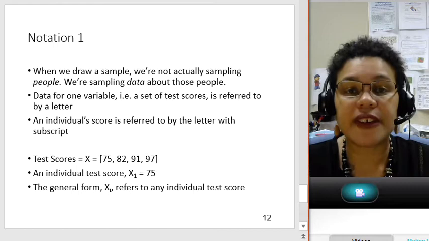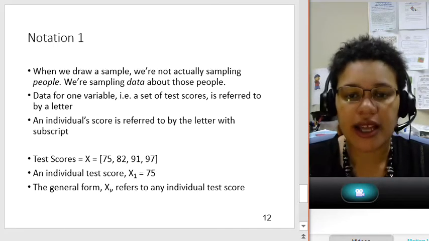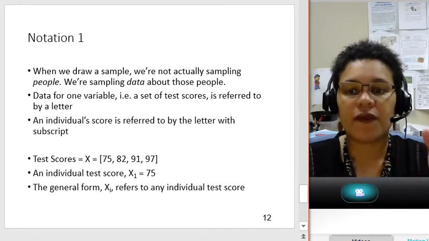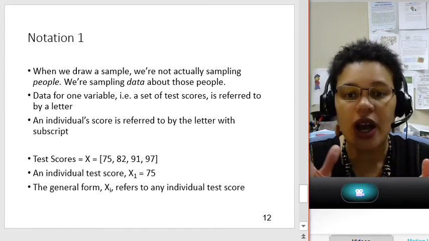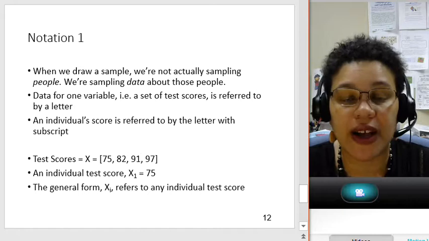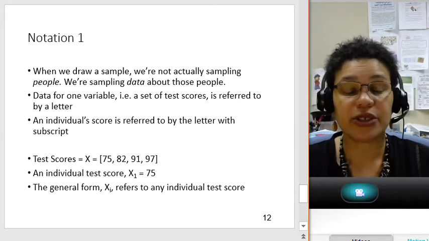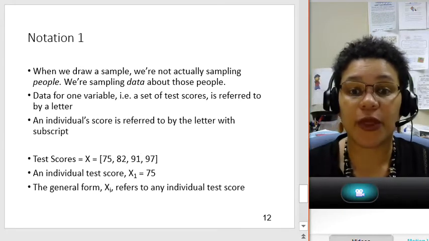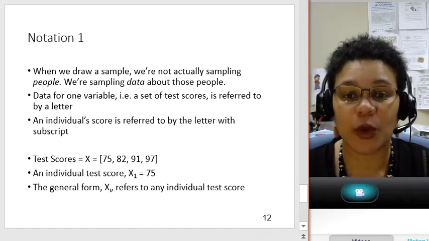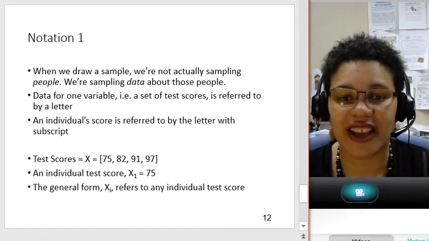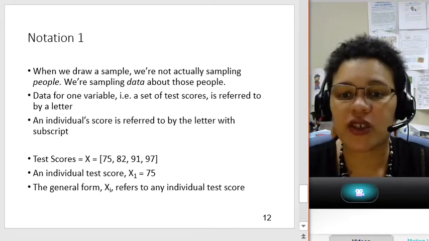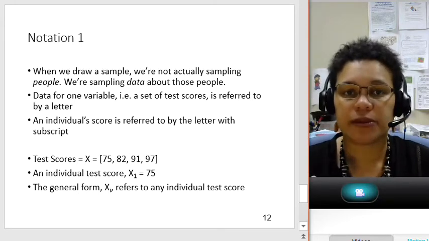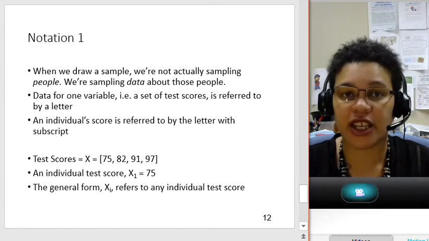Now, an individual test score is the variable name and a subscript number, right? So X sub 1 is 75. X sub 2 is 82. X sub 3 is 91. X sub 4, 97. Okay, you see how that works? The general form X sub i refers to any individual test score. Okay, it could be X sub 1, X sub 2, the i stands for any number.